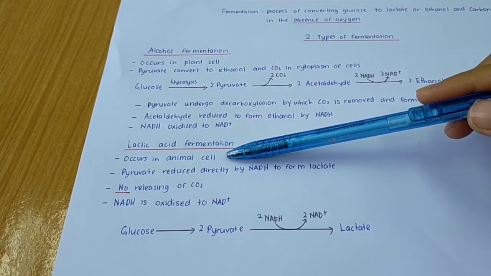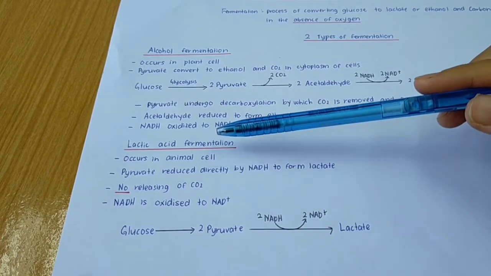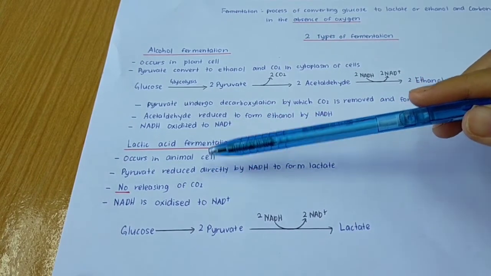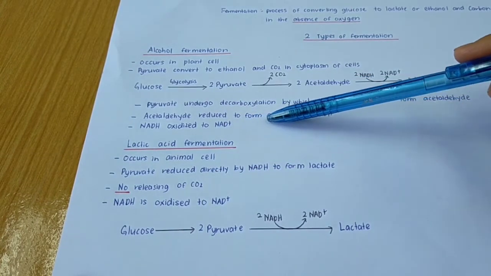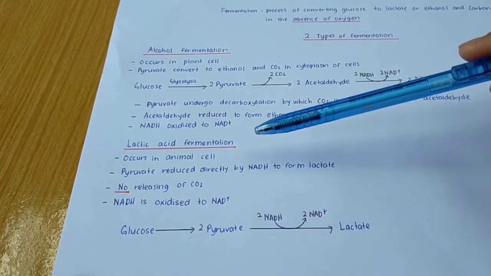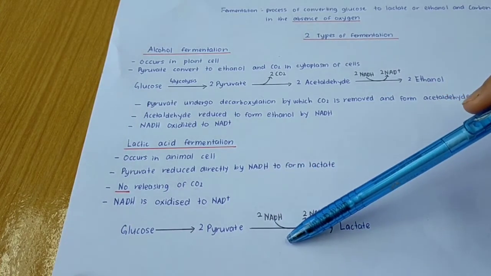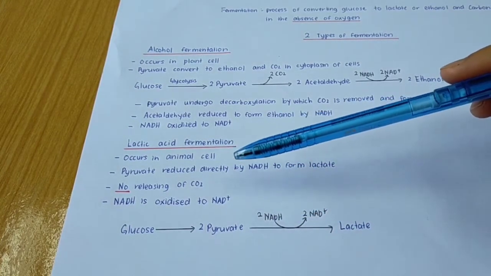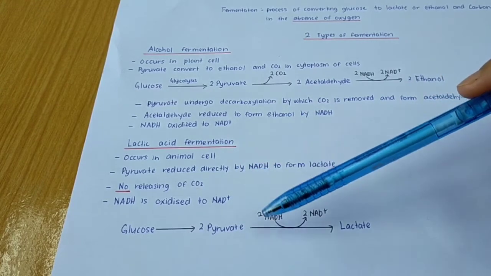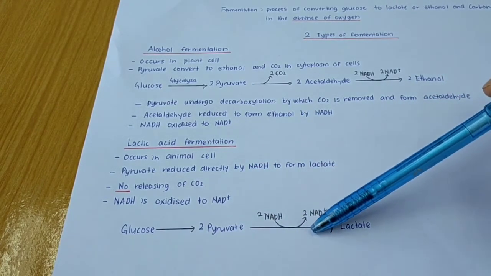Lactic acid fermentation occurs in animal cells. But the difference is that for lactic acid fermentation, pyruvate does not undergo decarboxylation, but pyruvate will be directly reduced to form lactate by NADH. So it means that there is no release of carbon dioxide. So what happened to NADH? NADH will be oxidized to NAD+.